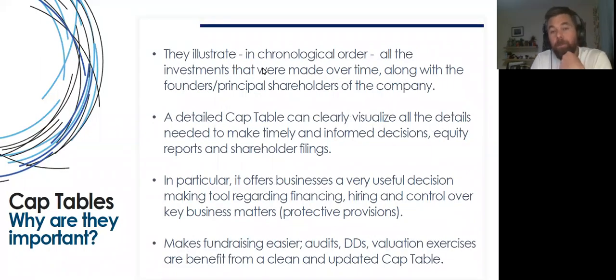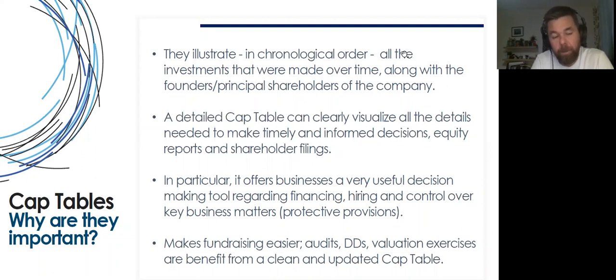So why are cap tables important? As we will show in a brief example, they essentially illustrate in chronological order all of the investments that were made in the company over time. They show who came in first, who came in last, how much money they put into the company, and what was the price per share that they paid at each funding round. And in case of multiple rounds, you can calculate the average price per share of your shareholding. And it basically displays, like we said, the current ownership of the company.